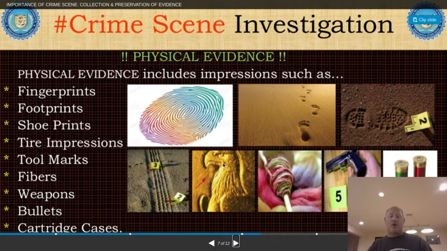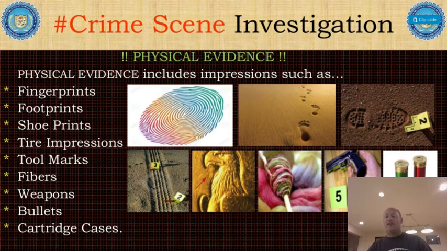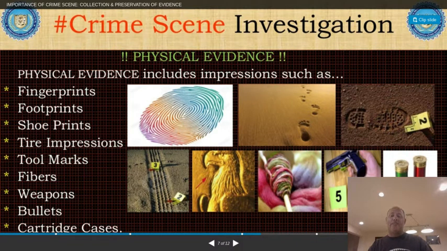Tool marks are very interesting because anything can be used as a murder weapon. Your cell phone, if you beat someone to death with it, can be used as a murder weapon, and it's going to leave a very unique impression. A claw hammer leaves an impression that's different than a crowbar. The shell casing of a 9mm handgun is going to have a different impression on it than the shell casing of a Glock 40 handgun. They're all different.